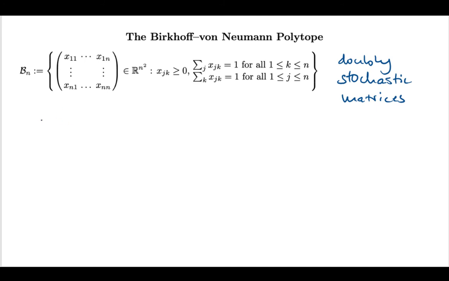I invite you to think of this polytope for a little bit. For example, you might want to figure out that the dimension of this polytope is (n minus 1) squared. It's clear we have some equalities here, so it will not be a full dimensional polytope, but I claim the dimension goes down by exactly 2n minus 1. Slightly less trivial is the fact that the vertices of this polytope are the n by n permutation matrices.